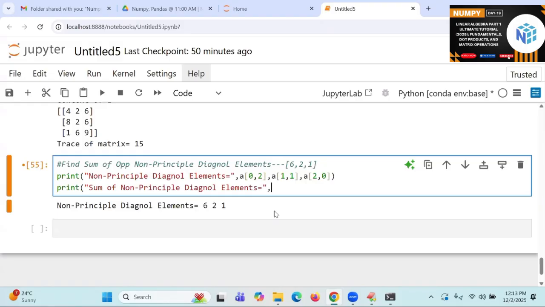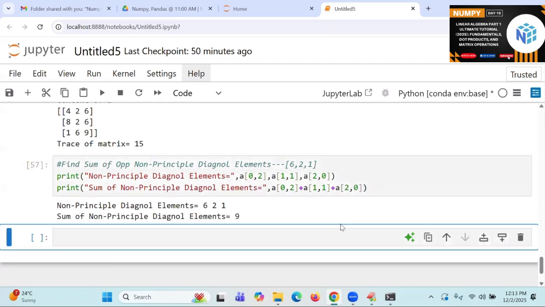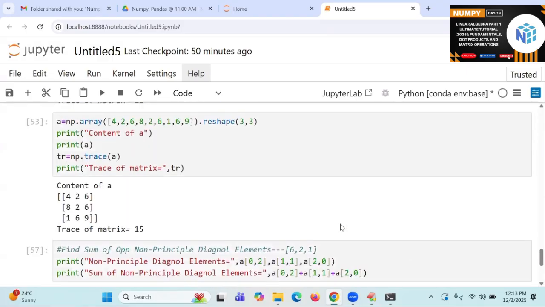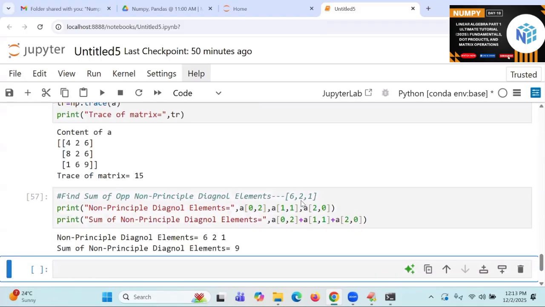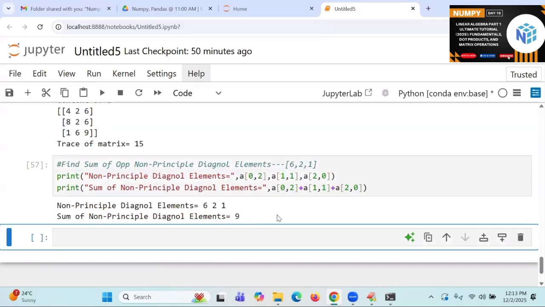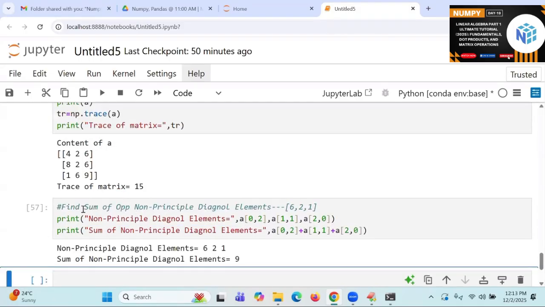this entire thing, and I will do plus between them. So you are going to get those elements. Are you getting it? Yes. So tracing is possible, and this is also possible. Whichever elements you want, you can get by using indexing. We can also use the slicing operation.